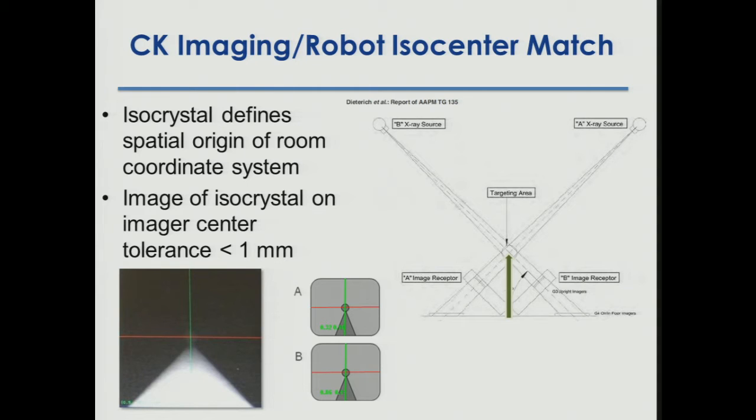The imaging system is calibrated simply by taking, well, the original calibration is more complex, but once the engineers have set it up, you take an image of the isocrystal, of the isopost, and you see the isocrystal very faint here. You can then check with the cross-section of your imager if the isocrystal is actually centered. The centering tolerance is 1 millimeter or 2 pixel sizes. As I said, it's a very stable and very simplistic system. There is a beauty to simplicity.